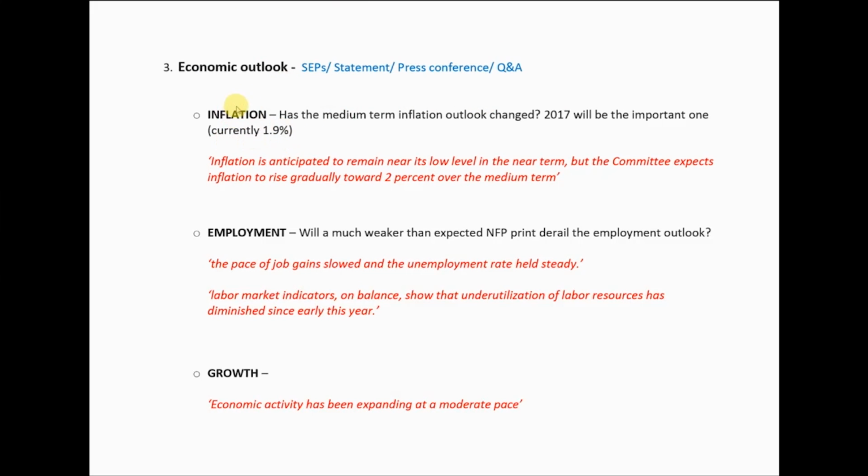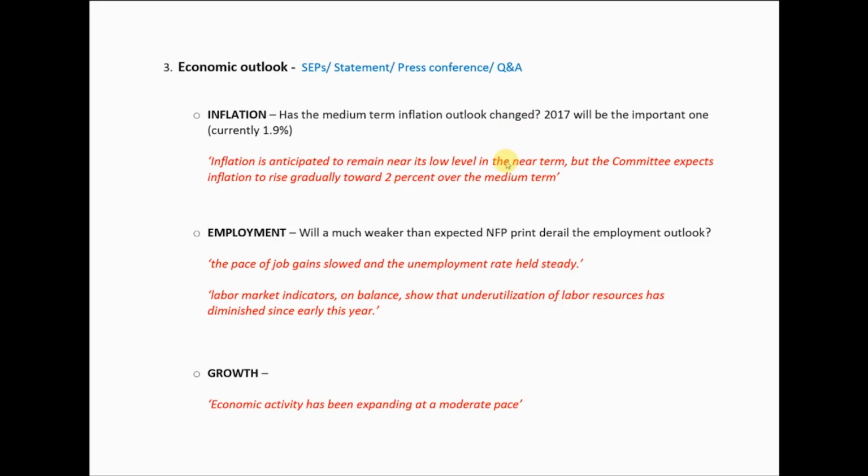So we talked about inflation being a policy mandate. So has the medium-term inflation outlook changed? And the 2017 one will be the important one. As we mentioned earlier, PCE is the main measure that the Fed look at, and that's currently at 1.9% in terms of their projection for 2017. Will that get upgraded? Will that get downgraded? That's something to watch out for. Now, in terms of the statement, last time it was mentioned, inflation is anticipated to remain near its low level in the near term. Does that change?